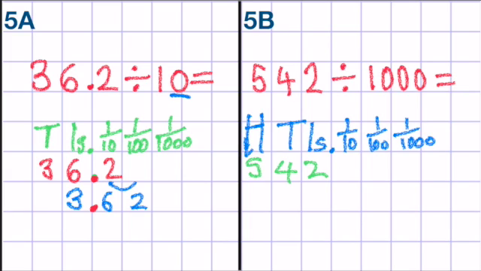Now 1,000 has 3 zeros, and we're dividing, so the digits are going to move to the right. So the 2 is going to go 1, 2, 3. So the 2 is going to go here, the 4 is going to go here, the 5 is going to go here. Now we need a decimal point and a 0 to tell us there are no ones. So that's 0.542.